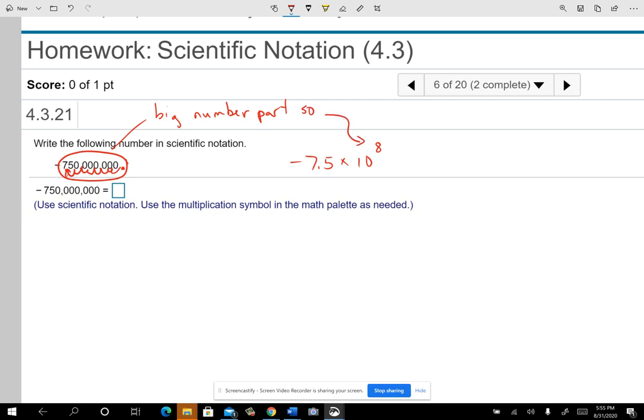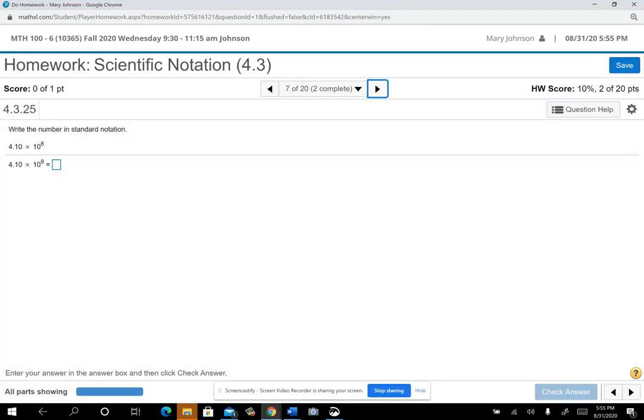So that means here you're going to have a positive 8. Okay, so you would just type in negative 7.5 times 10 to the 8th power. Okay, all right, I want to do a couple more. I'll look at number 7. Here's going the other direction.